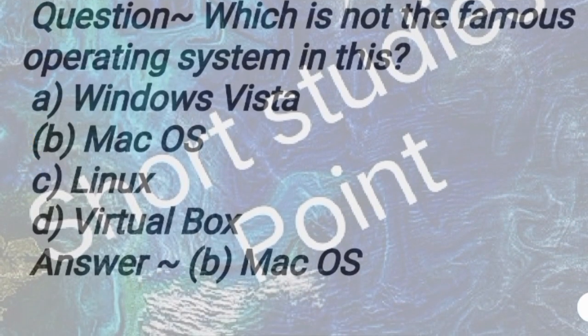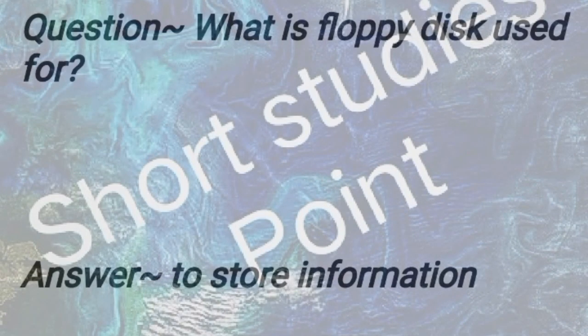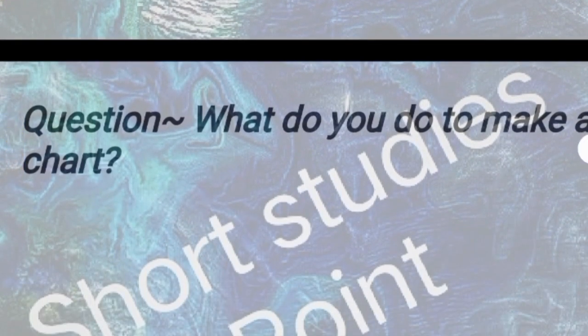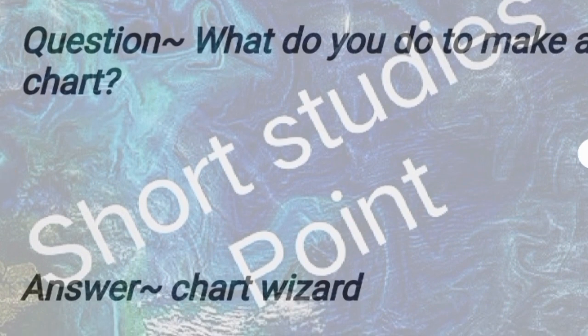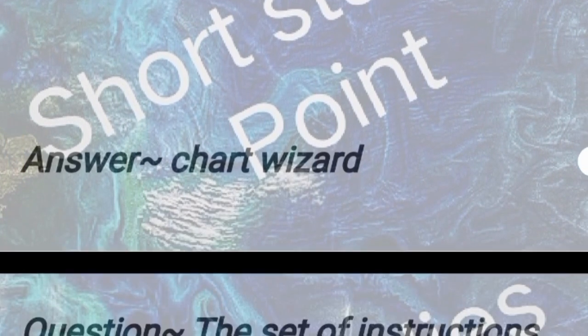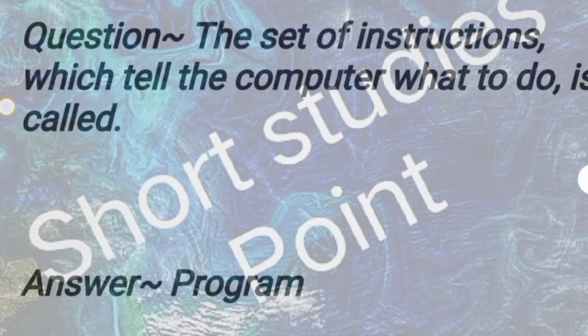Next question: which is not a famous operating system in this? Answer: MS-OS. Question: what is floppy disk used for? Answer: to store information. Next question: what do you do to make a chart? Answer: chart wizard. Next question: the set of instructions which tell the computer what to do is called? Answer: program.